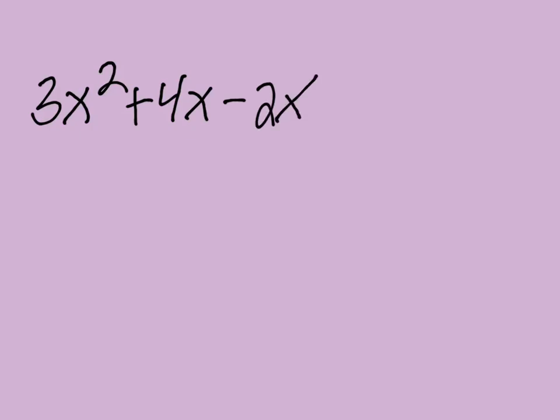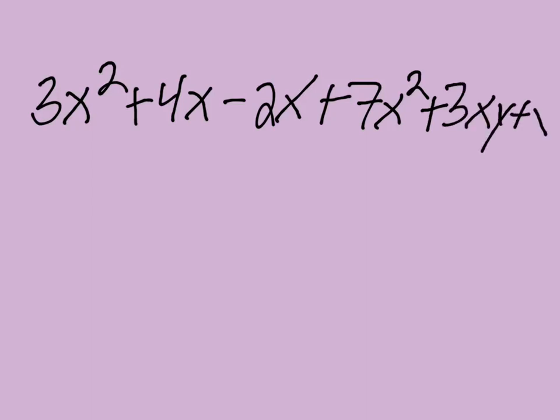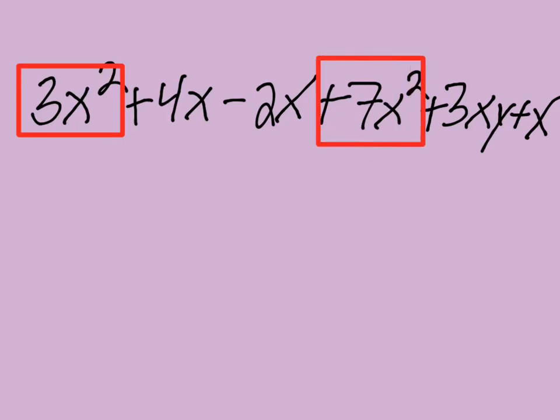So if I have 3x squared plus 4x minus 2x plus 7x squared plus 3xy plus x. Let's combine like terms. So we start at the very beginning, 3x squared, and there's another x squared term over here, and that's it for the x squared. So we have 3x squareds and 7x squared. That means that we have 10x squared.